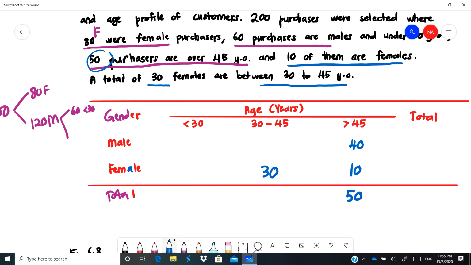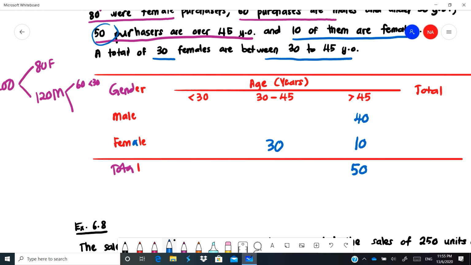Because the total number of females should be 80, you put 80 here, so the rest should be here. So 80 minus 30 minus 10 will be 40. Alright, that's how you calculate.